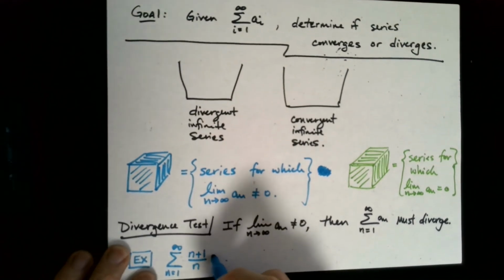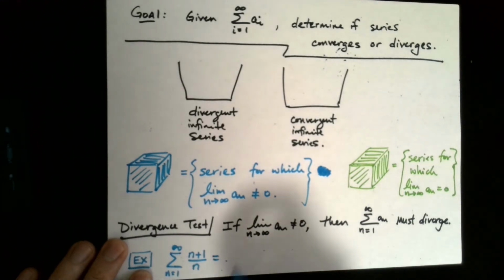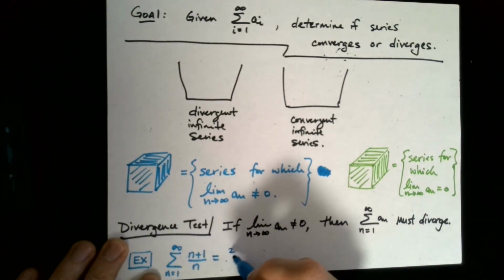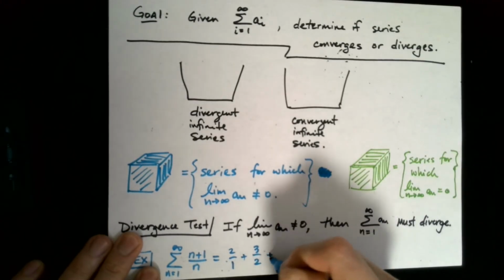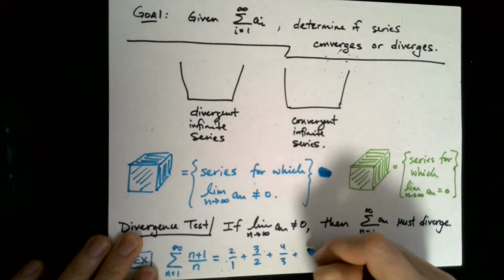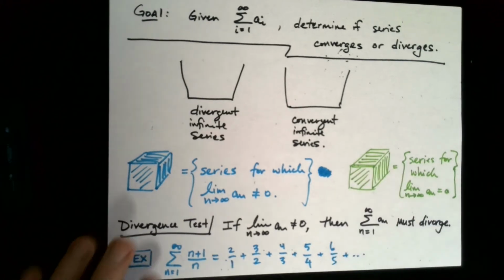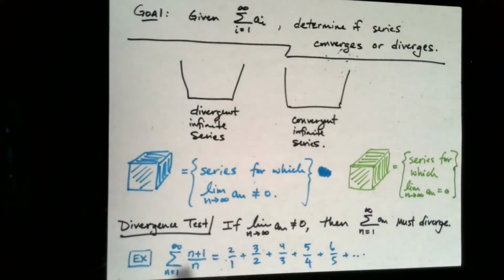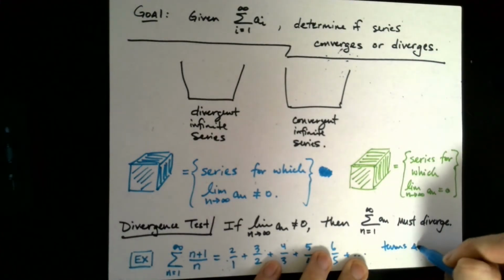But now let me actually write out the terms of this series. So if we actually were adding up all of the terms and adding them together, let's see, n equals 1, we get 2 over 1, plus 3 over 2 would be what we get when we let n equal 2. n equals 3, we'll get 4 over 3, 5 over 4, 6 over 5, and so on. Now please observe that the terms of this sum do not approach 0. As we've mentioned, the terms approach 1.